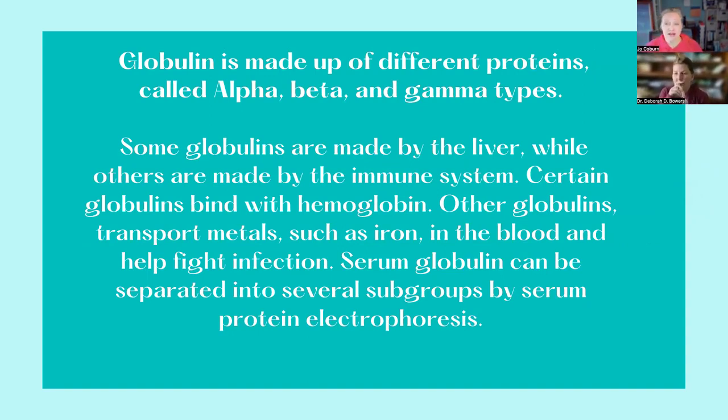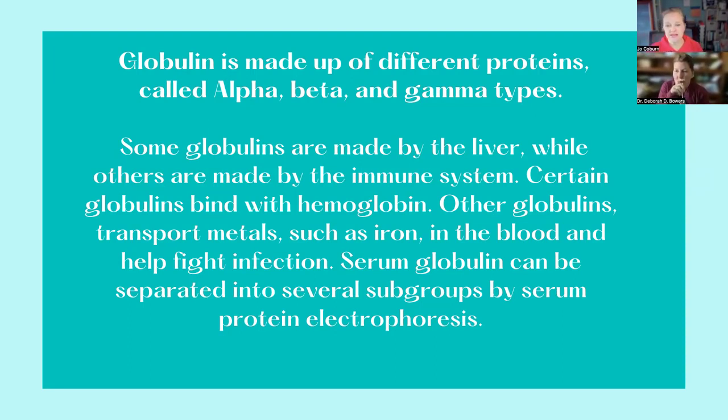Globulin, on the other hand, is made up of different proteins. There's alpha, beta, and gamma types. Some are made by the liver, while others are made in the immune system. Certain ones bind with hemoglobin. Other globulins transport metals such as iron in the blood and can help fight infection.